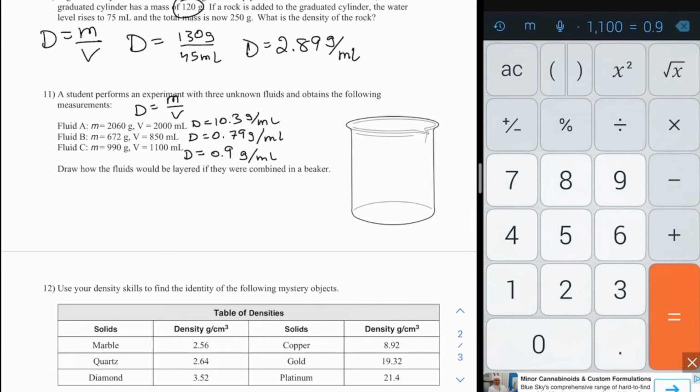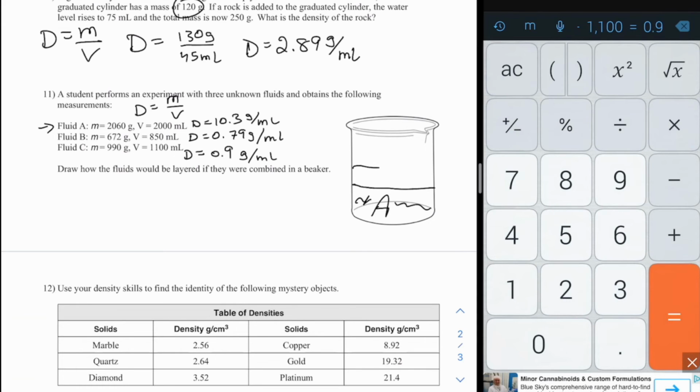Okay, so the most dense, of course, is going to be this one, A. You've got 2,000 milliliters of that, so it's going to be in here, like here. So it's going to be A. Fill it in. Next, the most dense then is D. 0.9 is closer to 1 than 0.79. So then C is going to be the next one, and it's 1100.